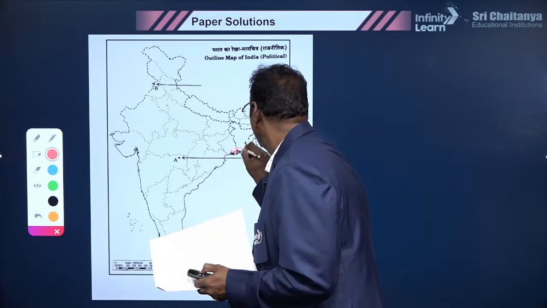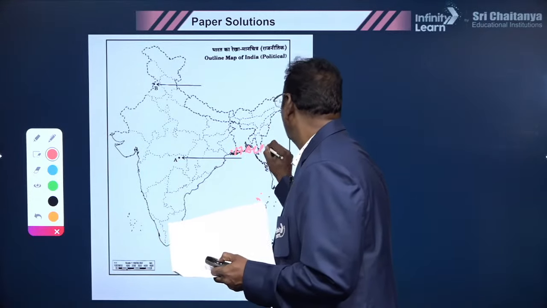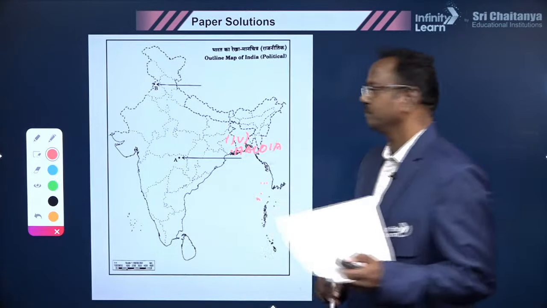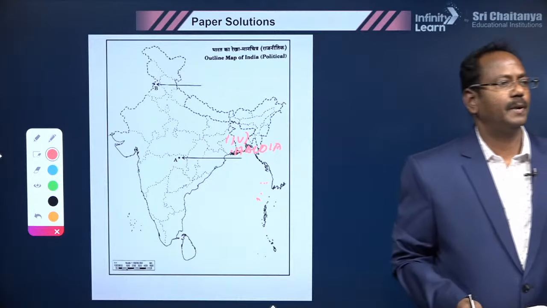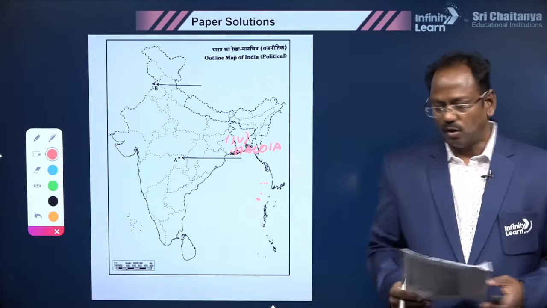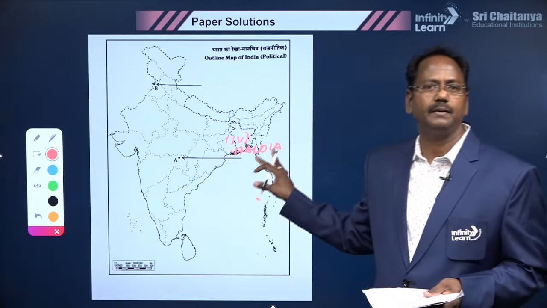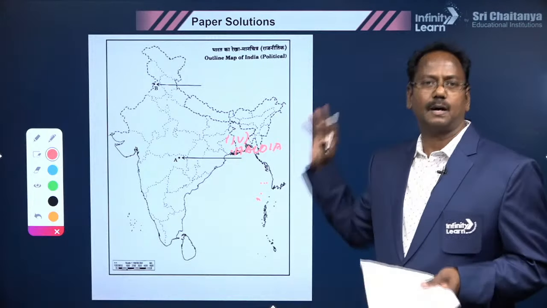This is Haldia. And question number 4. So this is what mapping is, my dear students. All 4 you have to do, and the best of 3 will be given, and A and B are compulsory.